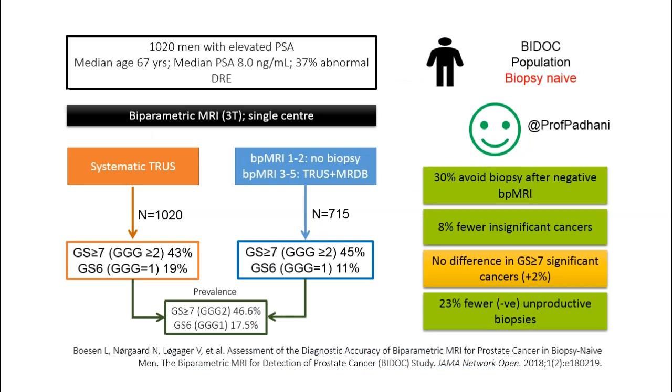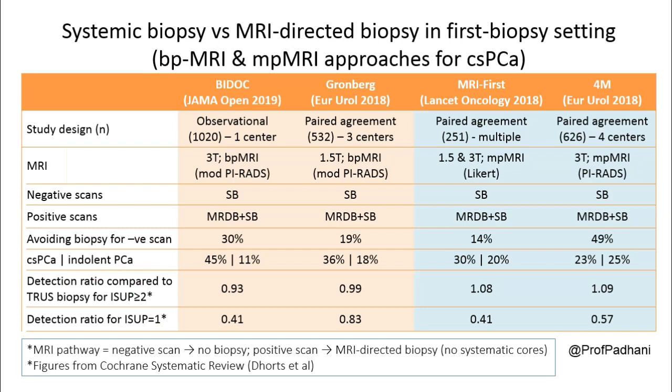So here's a very large study called the BIDOC study, which was published in 2018, looking at over 1,000 men. And in this study, you can see that about 30% of men avoided a biopsy after a negative MRI, and there were 8% fewer cancers. And like many other studies, it showed that there was no improvement in the detection of clinically significant cancers. So the BIDOC study in a single center certainly seems to indicate that biparametric MRI in an expert center would be able to deliver the major benefits of MRI.